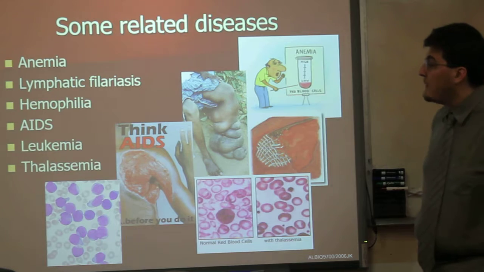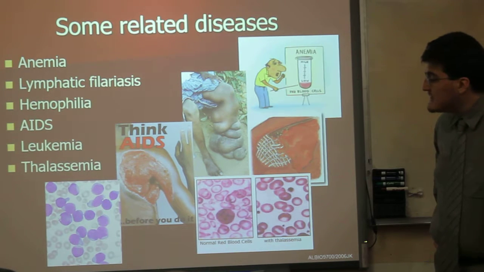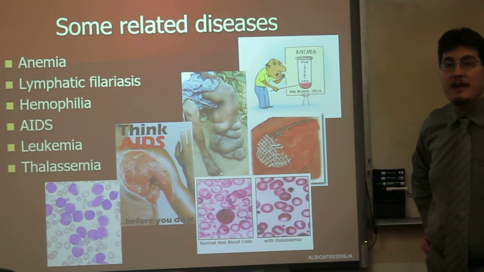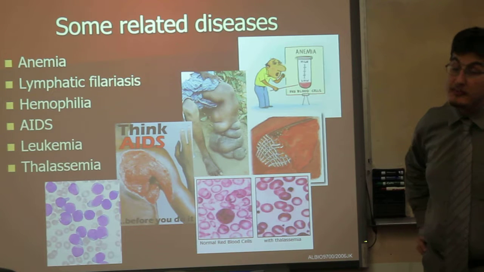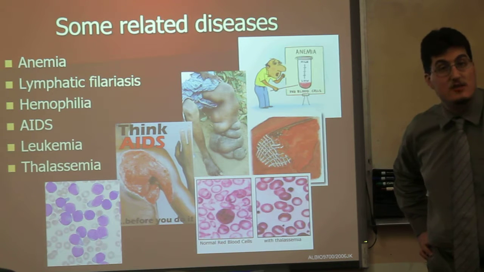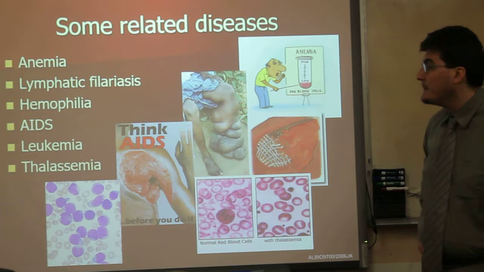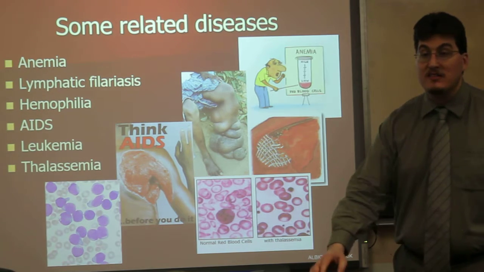and thalassemia, which is a genetic disorder that results from a misfolding of the alpha globin. Also sometimes the beta globin, but that is less survivable than the alpha globin misfolding. And that's where we're going to end this video.